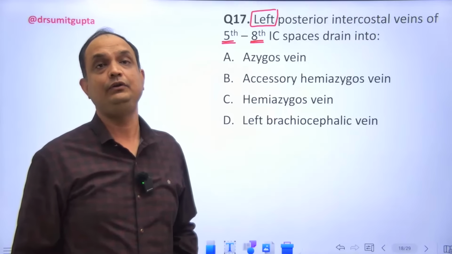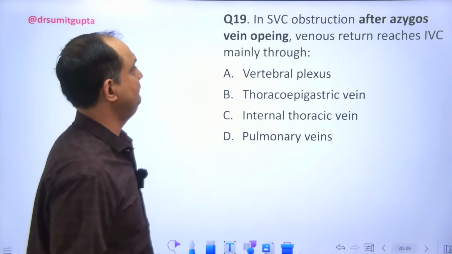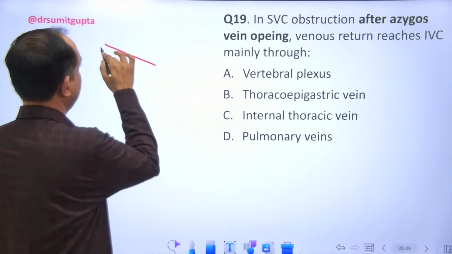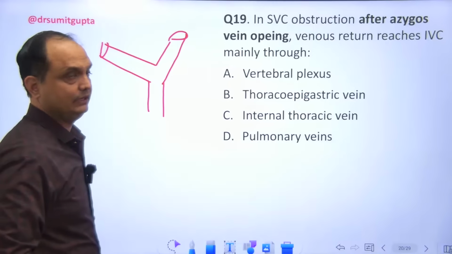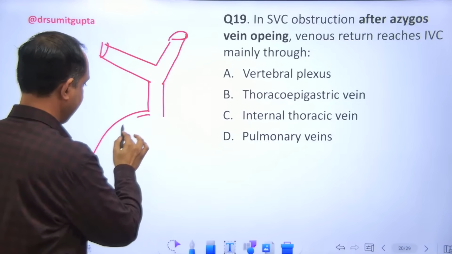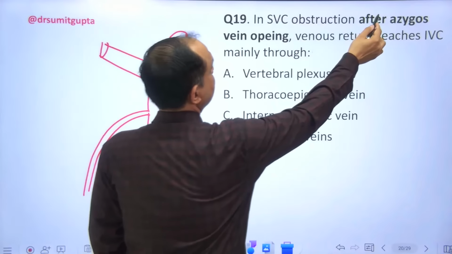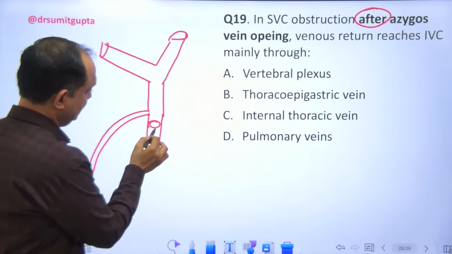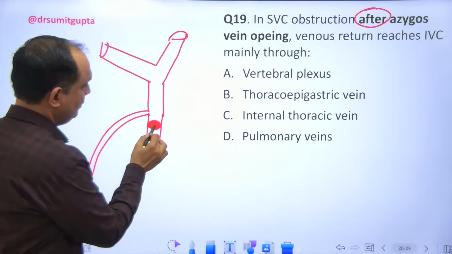Now the next question is: in superior vena cava obstruction, after the azygos vein opening, venous return reaches the inferior vena cava mainly through... What does it mean? This is your brachiocephalic vein. These are your two brachiocephalic veins which join to form the superior vena cava. Now this superior vena cava is receiving the azygos vein. Clear? Now it is the superior vena cava obstruction after the azygos vein opening. So this is the opening, and after that, suppose there is an obstruction. Now how will the venous drainage of the superior vena cava go into the inferior vena cava?